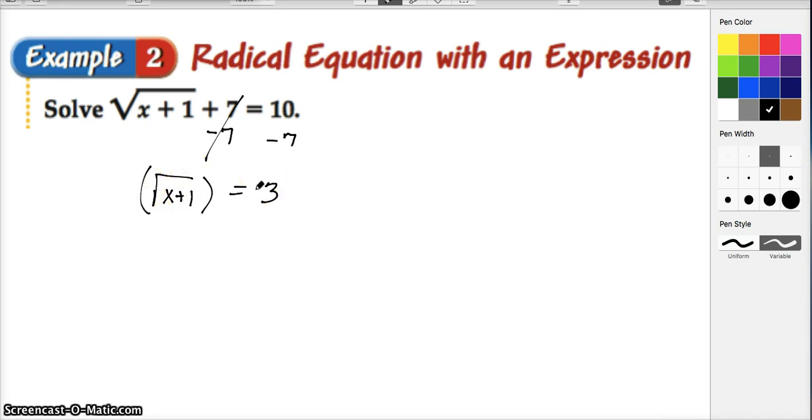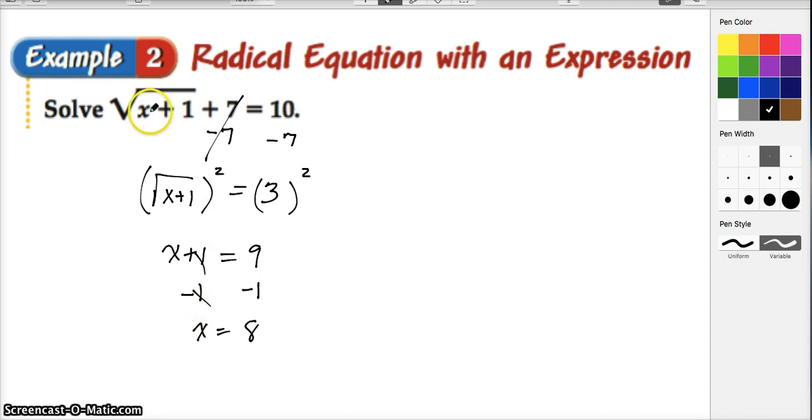Finally, I square both sides. When I square the left side, I get x plus 1. Squaring the right side, I get 9. And now, this looks like a very typical linear equation that I would solve to get 8 as my final answer.